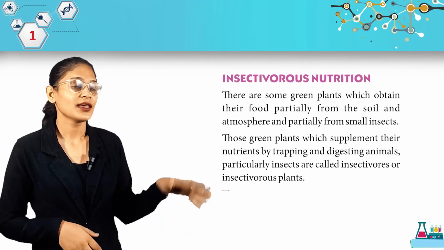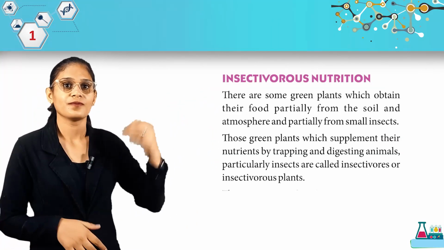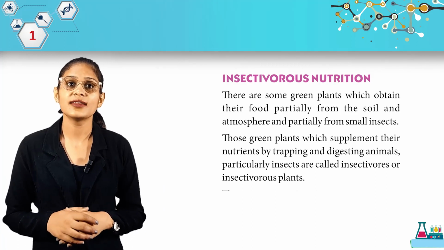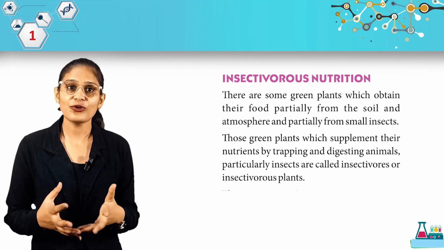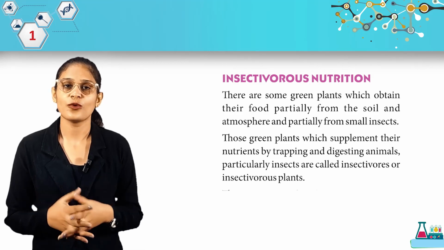Now we have insectivorous nutrition. These are some green plants which obtain their food partially from the soil and atmosphere and partially from small insects.